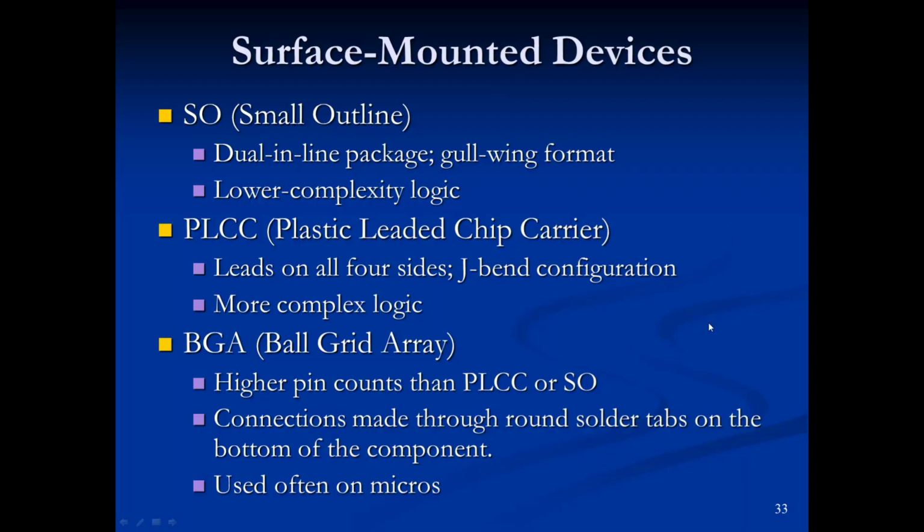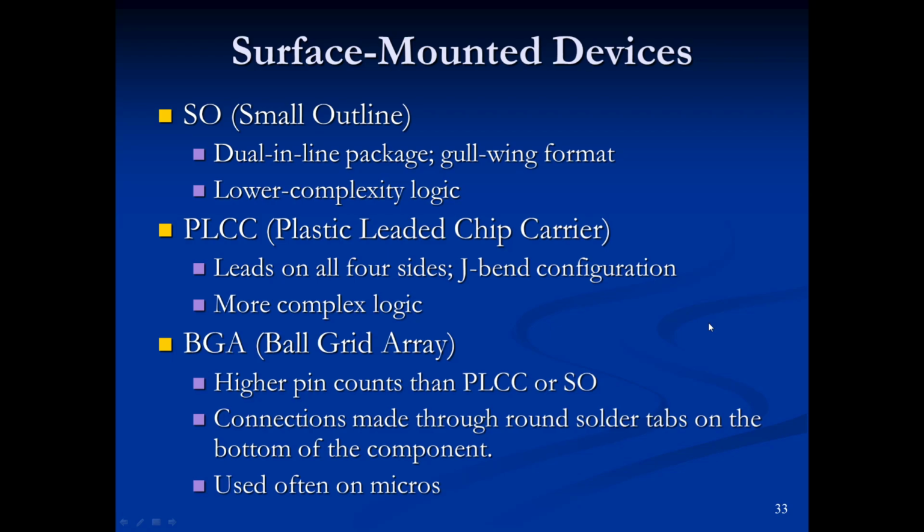So surface mount devices, we talked about those three: small outline, PLCC, BGAs. The small outlines are dual inline packages. They have that gull-wing kind of pin, like little legs. It's typically for lower complexity logic stuff. PLCCs have leads on all four sides. They have that little J bend configuration. The bottom of the J is what makes contact with the metal pads on the circuit board. This is for more complex logic.